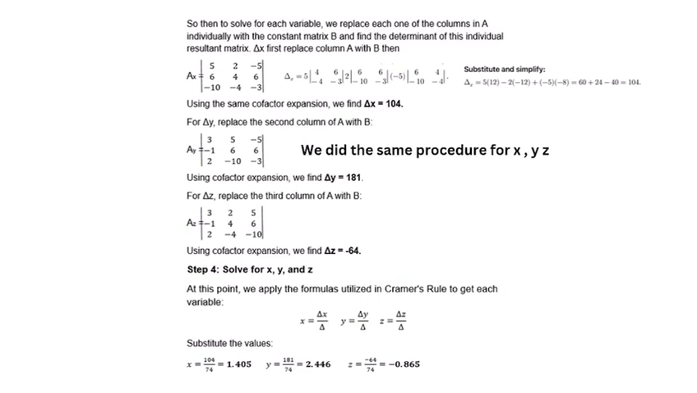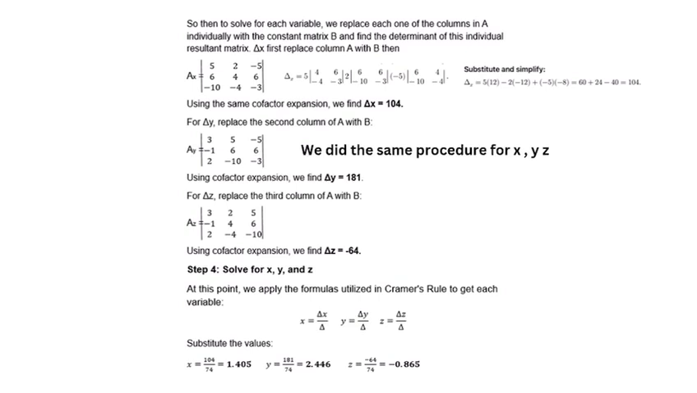Delta x will replace column A with B. We need to basically use cofactor expansion. That means that we decompose the entire matrix using the values of the equations of the three variables that we are given at the beginning of the problem, and we solve for each one of them and find delta for each variable: x, y, and z.